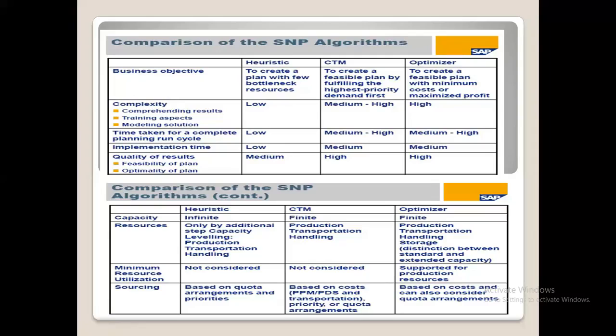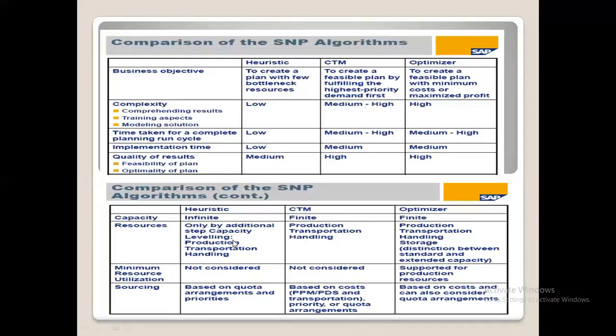Quality of the results, which means accuracy of the results: heuristic is medium, but CTM and optimizer are high. We get the most accurate results, around 99%, in CTM and optimizer compared to heuristic. Okay. We already discussed that heuristic is infinite planning, while CTM and optimizer are both finite.